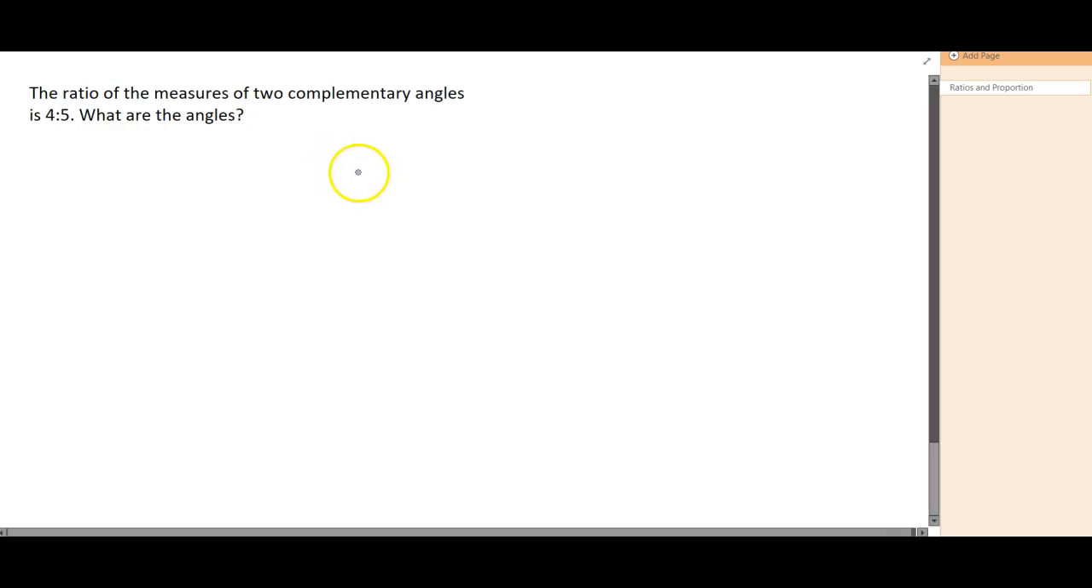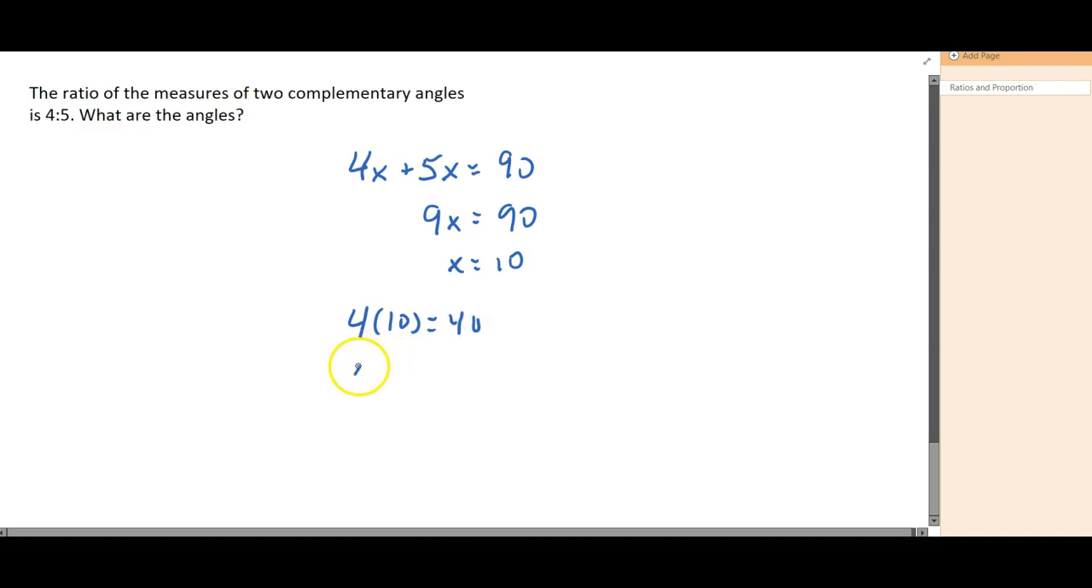One last example. The ratio of the measures of two complementary angles is 4 to 5. What are the angles? Okay, well, complementary angles add up to 90. So we're going to say 4 times x plus 5 times x has to equal 90. 9x is 90. So x is 10, which means one angle is 4 times 10, which is 40. And the other angle is 5 times 10, which is 50. And of course, 40 degrees plus 50 degrees does equal 90. So they are complementary.